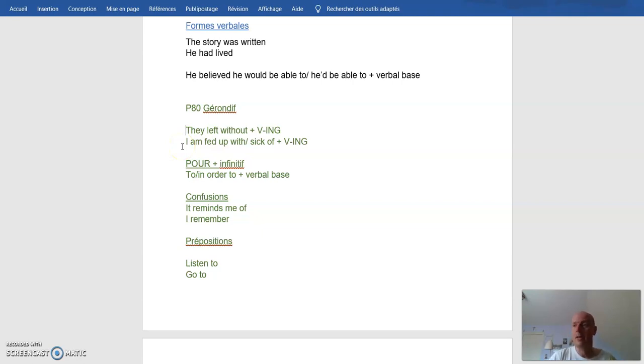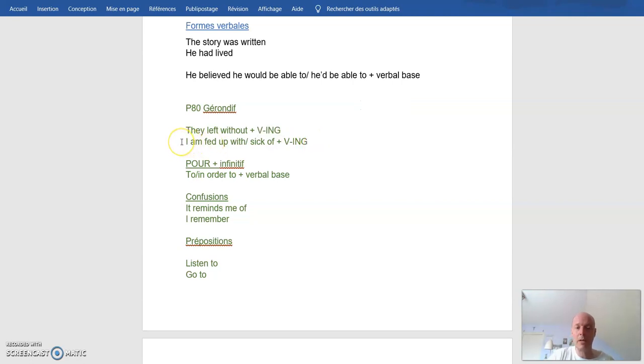They left without. And also, I think it's important to compare that structure in English with the French structure. So obviously in French you would be using the infinitive, whereas we're not using the infinitive in English, we're using verb plus ing. These structures, you have to write them down.